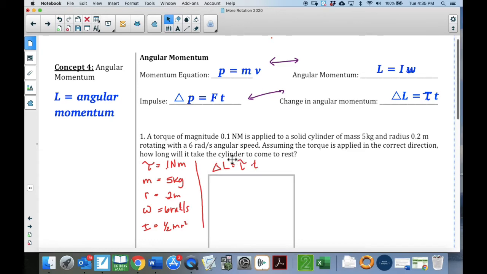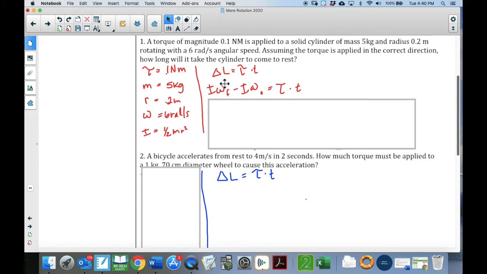So I'm going to use the change in angular momentum is equal to torque times time. It has time in it, that's why I chose that equation. Well, the definition for change in angular momentum is final minus initial. And so we have the moment of inertia times angular velocity final minus moment of inertia times angular velocity initial, and that is still equal to torque times time. Well, our final velocity, we want it to come to rest. So our final velocity is 0.